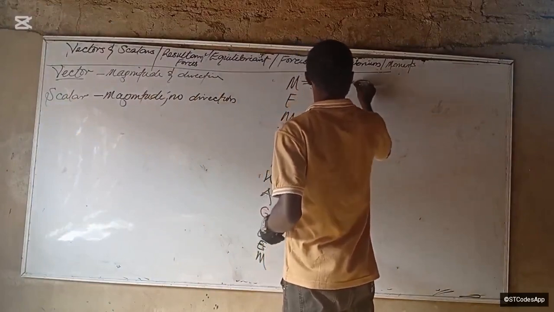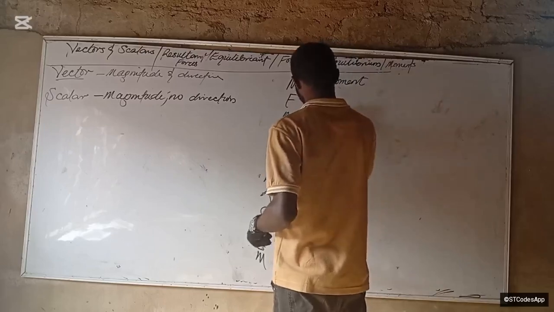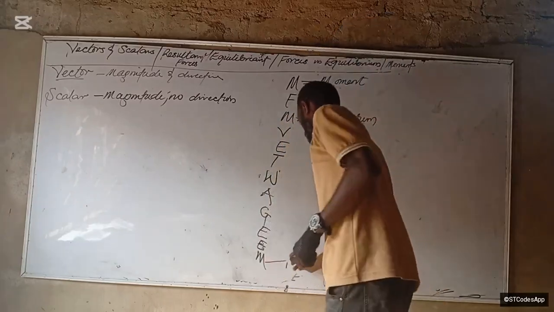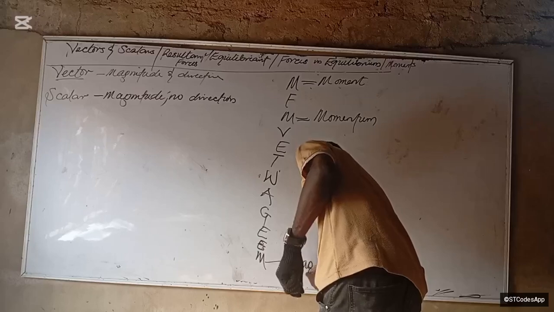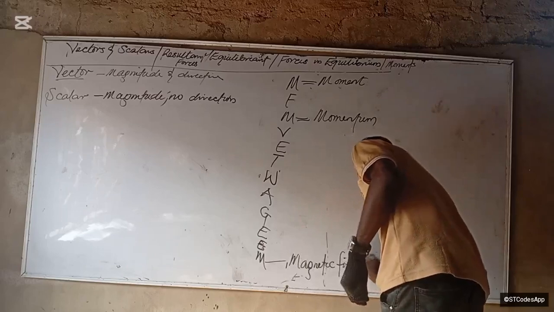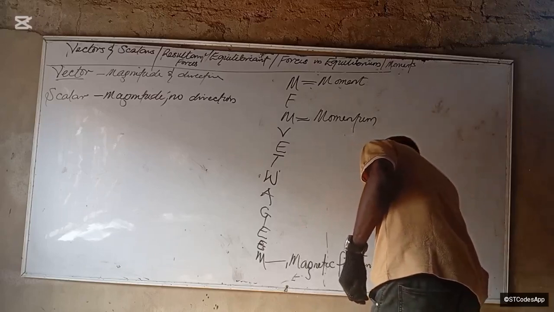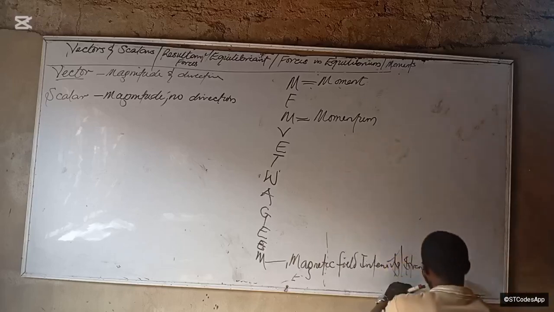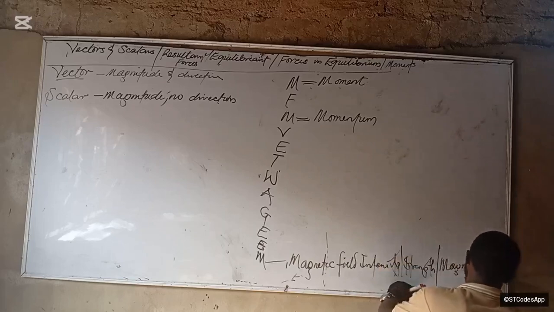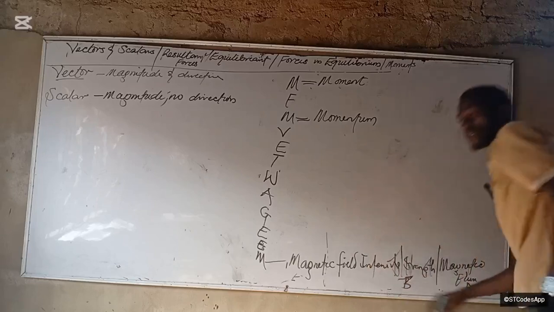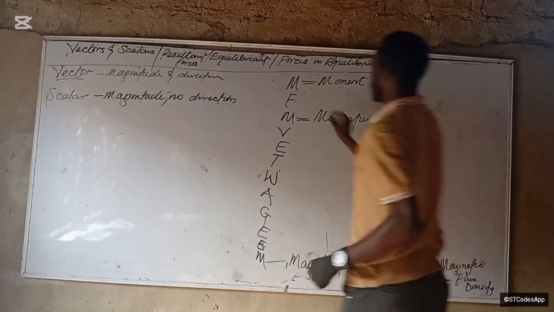Okay, our first M here is moment. Second M, momentum. Third M, last M, magnetic field intensity or magnetic field strength, or magnetic flux density. These are the three names for that one. It's just the B field, the B vector.